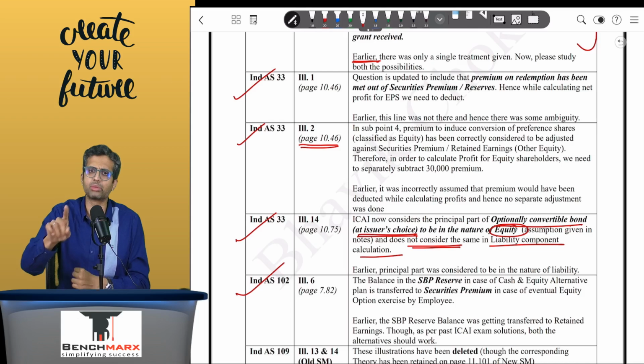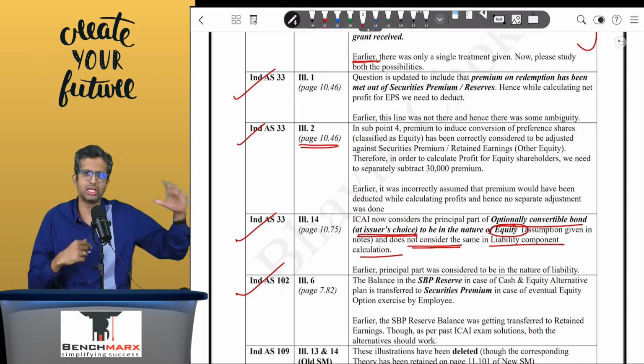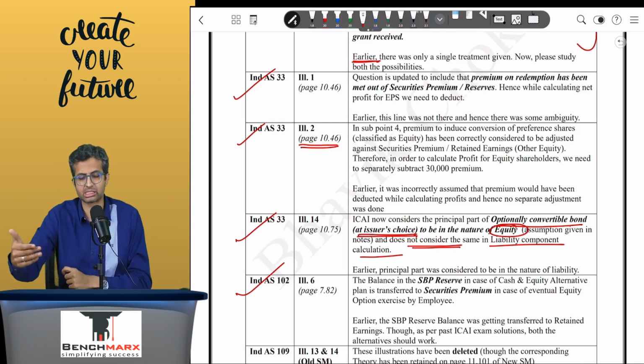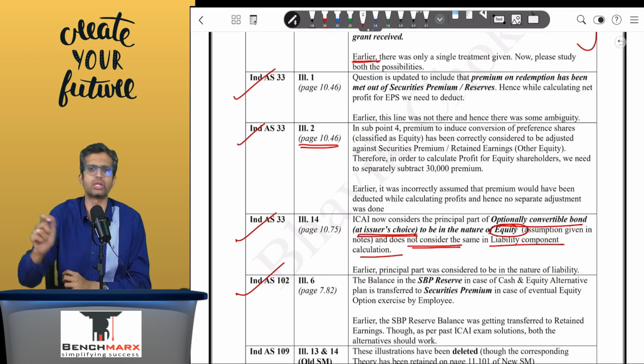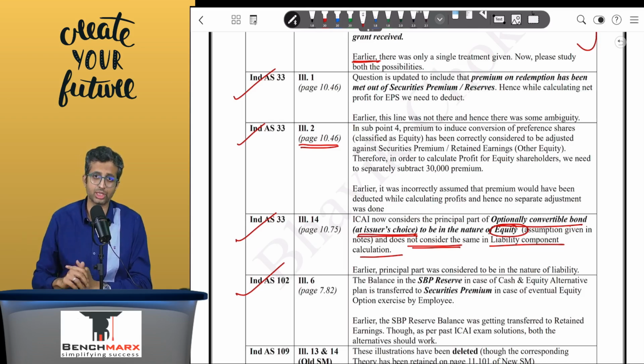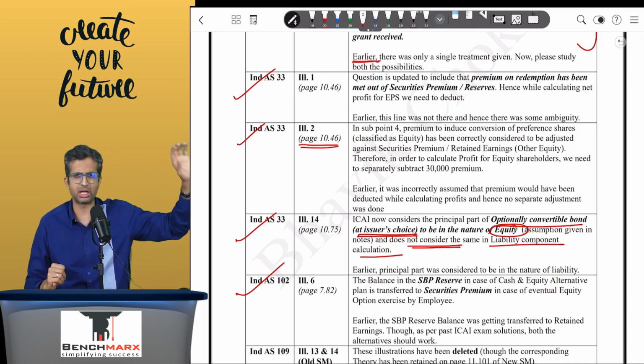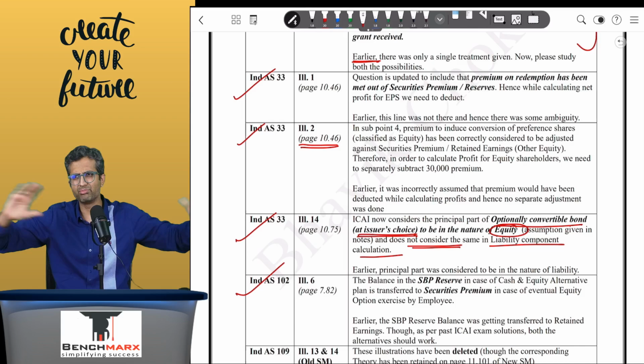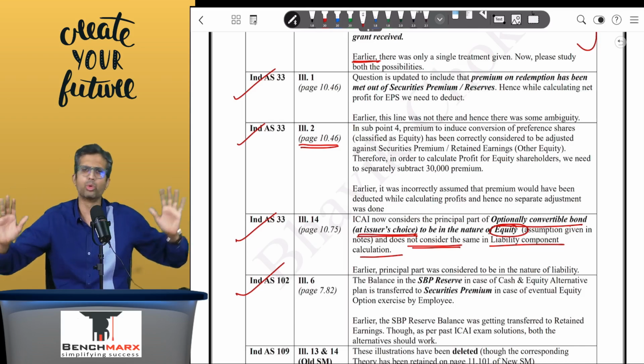And now in the study material they have updated it to say that, in case you are settling through issue of equity shares, then at the time of exercise we will take it to the securities premium instead of retained earnings. Having said that, there is a past suggested answer question, I think May 23 or so, where they have given both the alternatives.